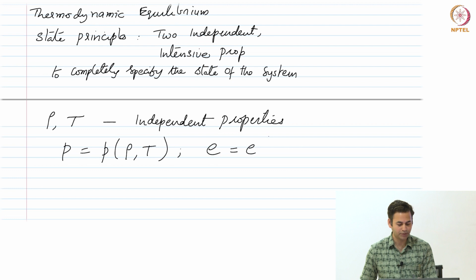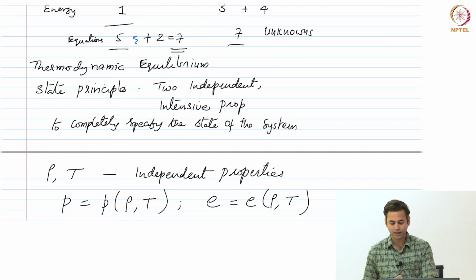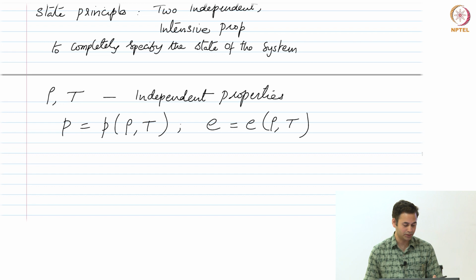So essentially we have now two more equations, right? So this is the sixth equation, and then we have the seventh equation. So we have plus two here, which gives us seven equations and seven unknowns. So theoretically, in principle, we can solve for all the set of variables, okay? So what is the principle that gives us these two? This is known as the equation of state, right?